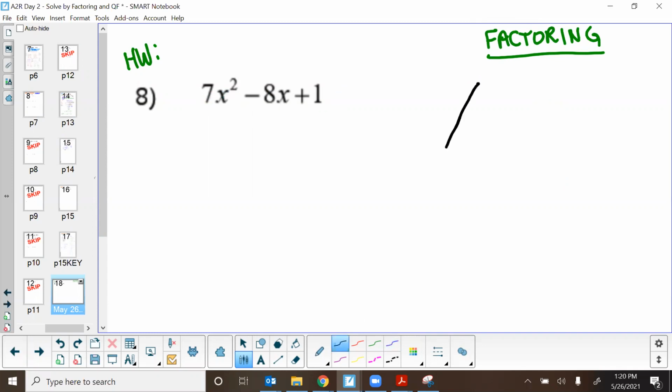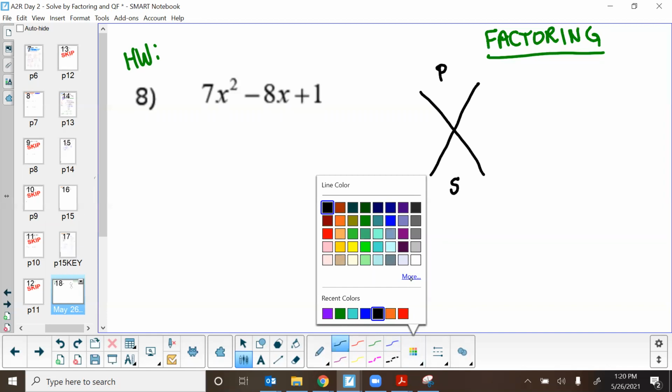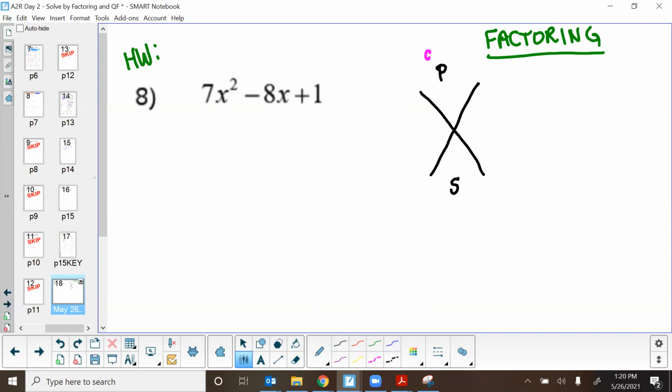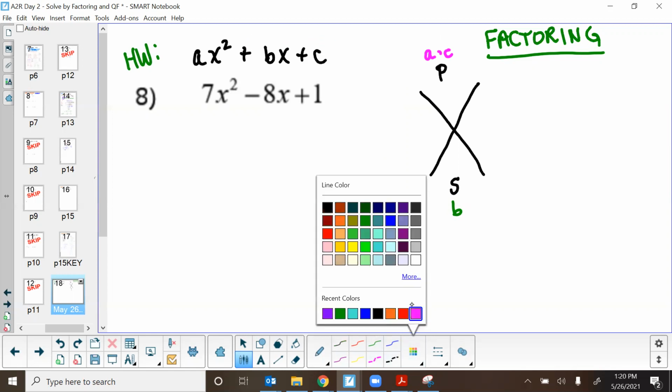So remember, some of you do it this way. You have a product and a sum. So it's going to multiply to whatever A times C is and add up to whatever B is. So in order to do that, first, we need to figure out our A, B, and C in ax squared plus bx plus c.